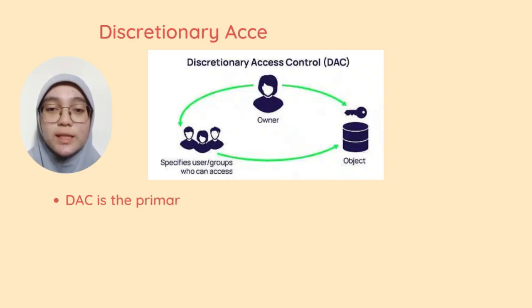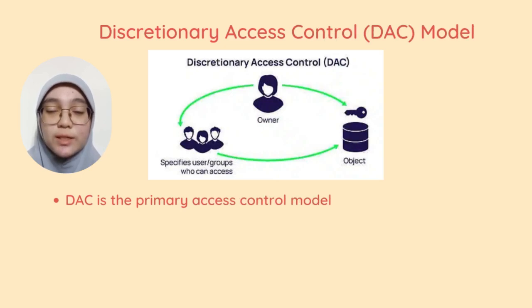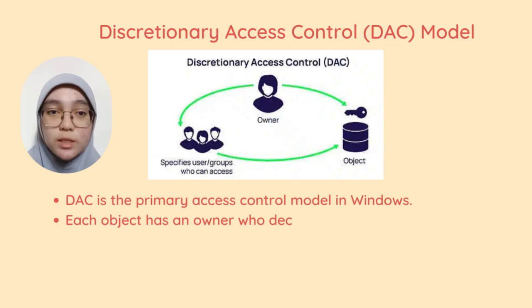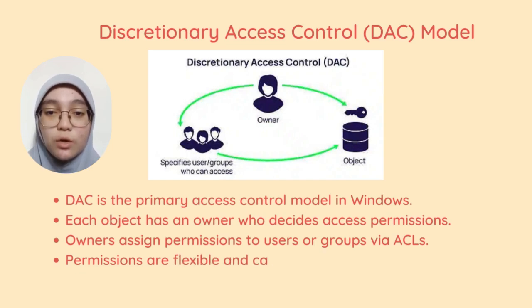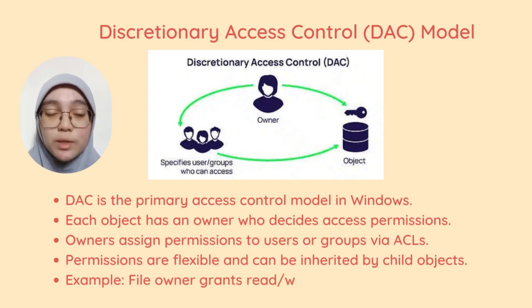Discretionary Access Control (DAC) is the main access control model in the Windows operating system. Each object, like a file or folder, has an owner, usually the creator, who controls access. Owners assign permissions to users or groups using access control lists (ACLs), which define what actions such as read, write, or execute are allowed. Permissions are flexible and can be inherited by child objects, making it easier to manage a large set of files. For example, a file owner grants read and write access to one user and read only to another.